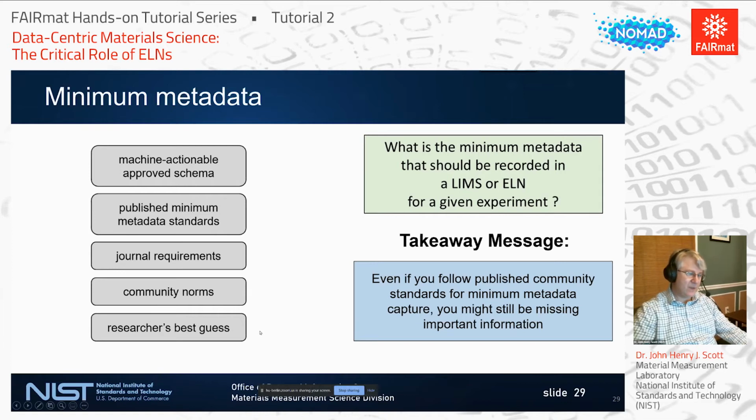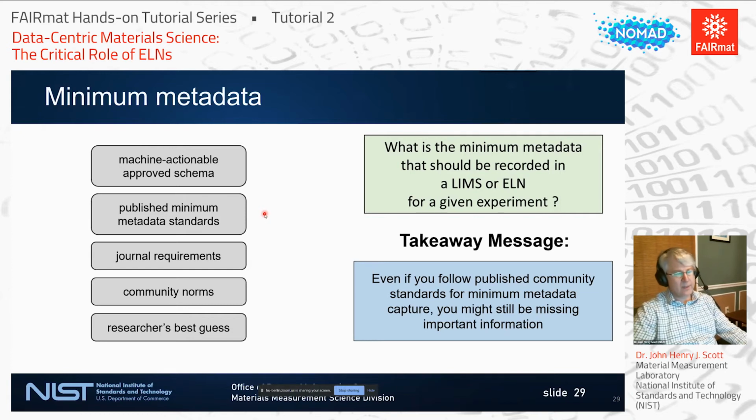So again, if you have no other option, your best guess is certainly better than nothing. Record the metadata that you think is relevant and that you think your colleagues might find helpful. If possible, resort to community norms, ask around, talk to your colleagues. Some journals, when submitting manuscripts for publication, have requirements for minimum metadata. And of course, there are published minimum data standards, especially in life science.